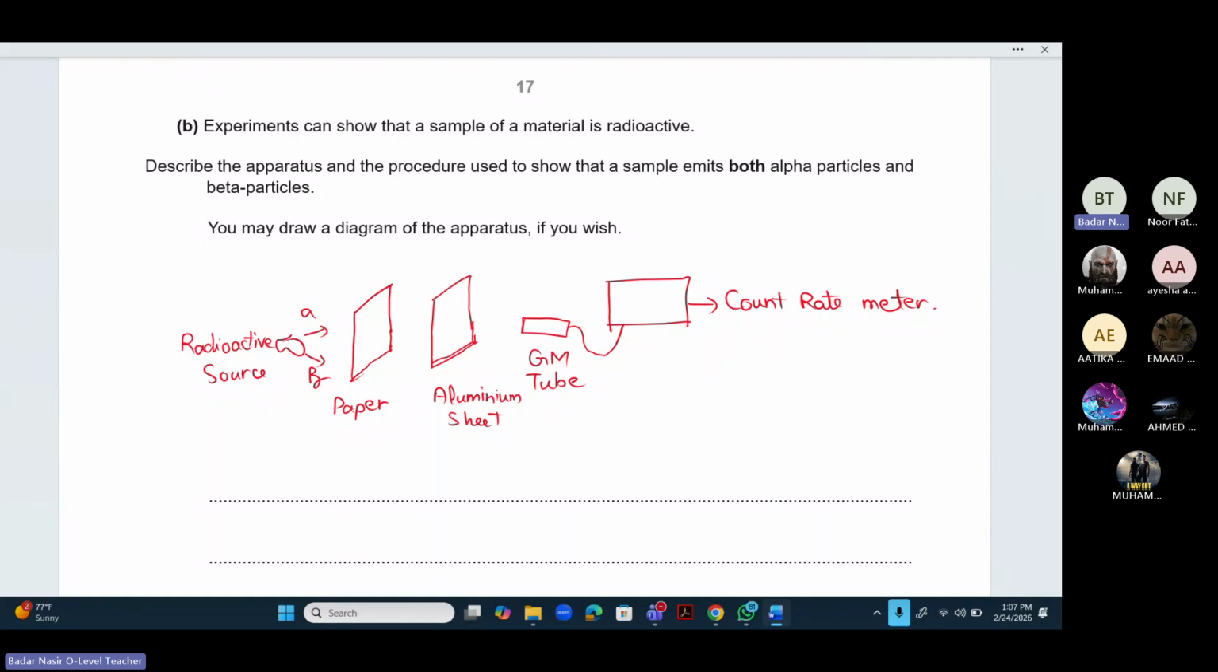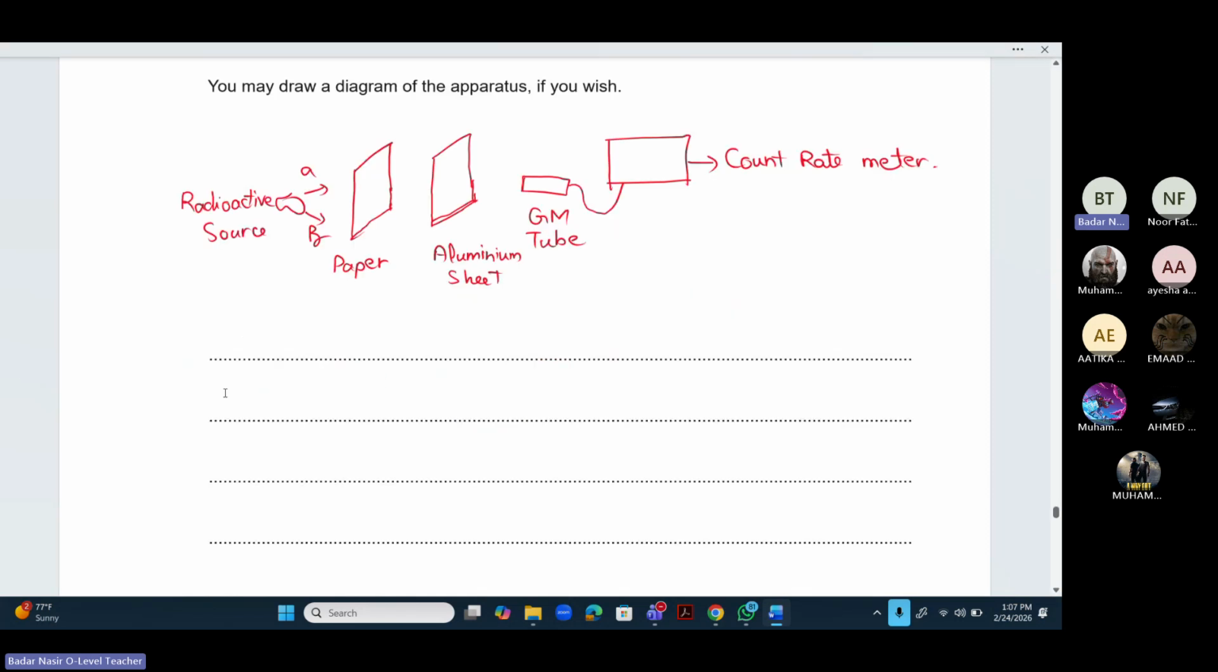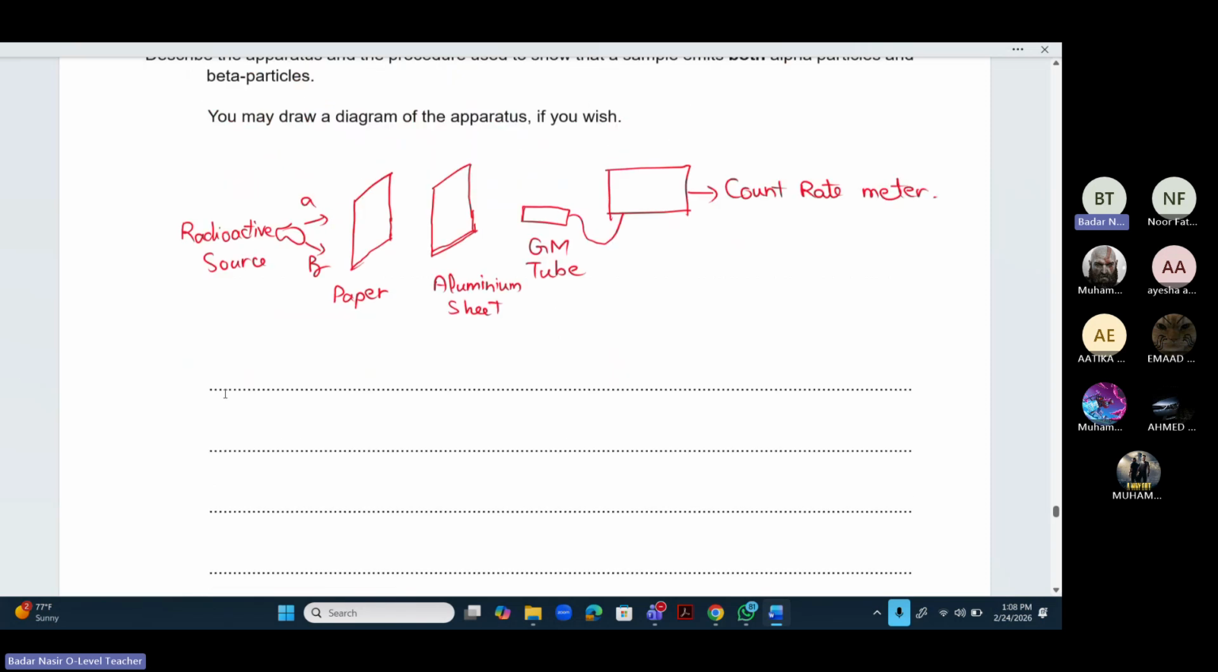Okay, so now you will write: place a radioactive source in front of the GM tube and note down the count rate reading. Then place a paper between the source and GM tube. If the count rate reading falls, alpha particle is present. Then place an aluminium sheet between the radioactive source and GM tube. If the count rate reading falls again, then beta particles are also present. Okay? So this is a 4 mark question.